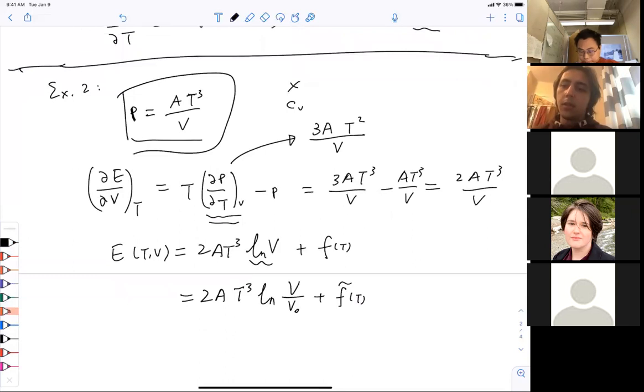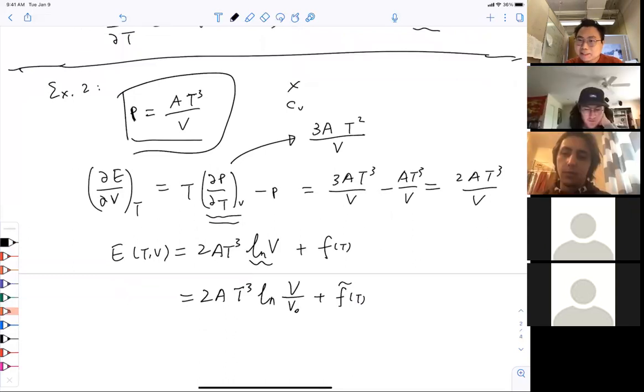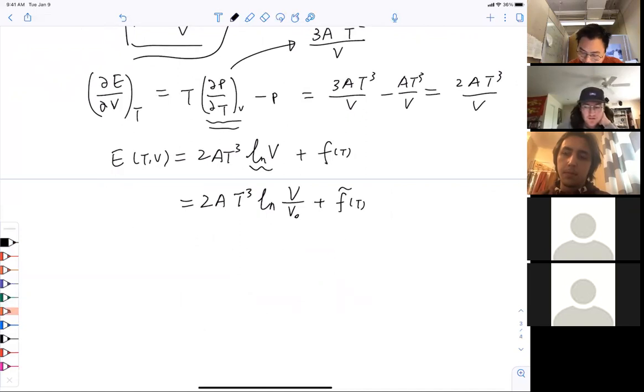Go ahead, Michael. I was just going to ask, could you elaborate on that V naught term that you just added in there? Oh, okay. So here is just some arbitrary constant V naught that makes this argument dimensionless, right? Because we know the argument of a log function or exponential function must be dimensionless.